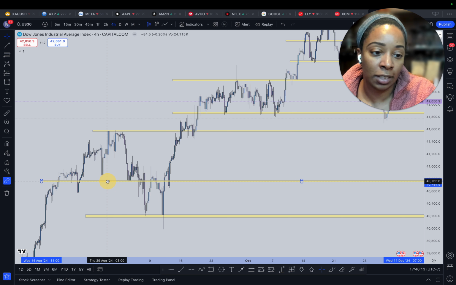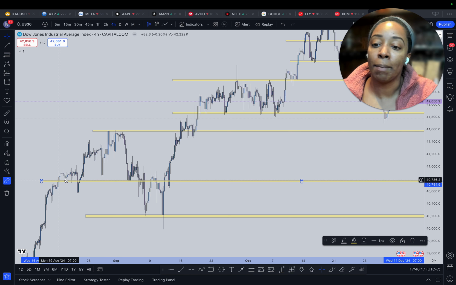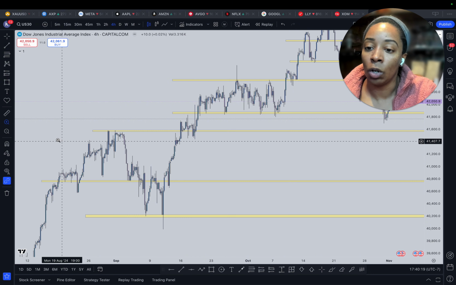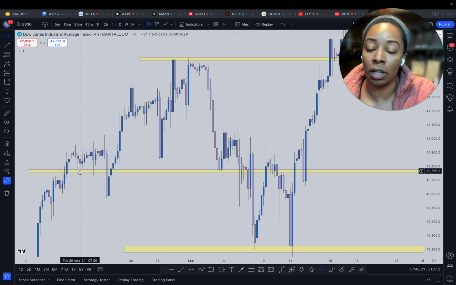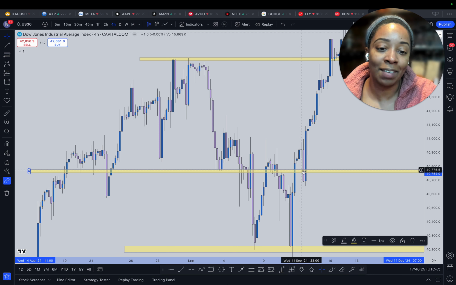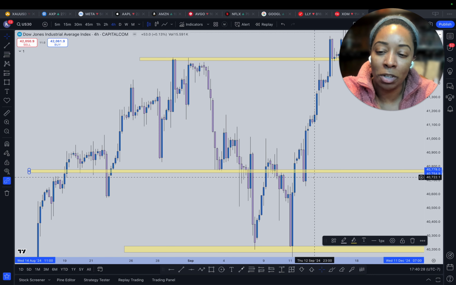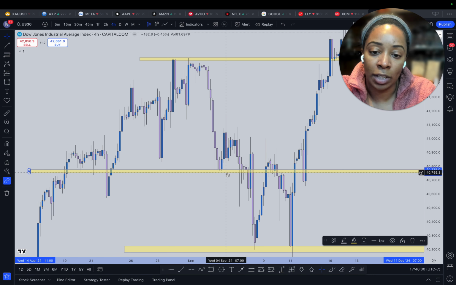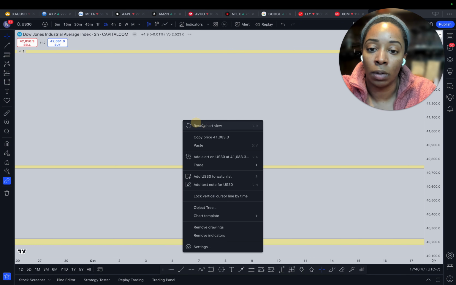So I'm going to place this level right here at 40,765, mainly because down here we do have quite a bit of rejections throughout here. We have a support right here, and we do have a lot of consolidation here, but for the most part, it's looking good. Actually, let's go ahead and go down to H2.